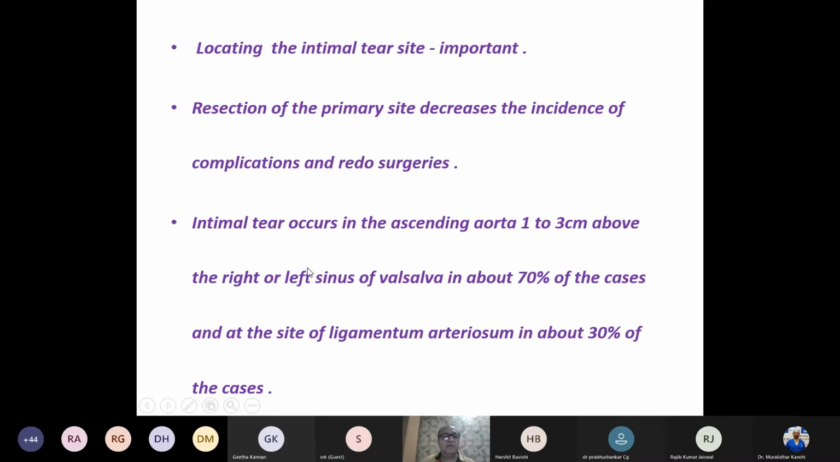Usually the intimal tear will occur in the ascending aorta, 1 to 3 centimeters above the right or the left sinus of Valsalva, in about 70% of the cases. And in about 30% of the cases it will occur at the site of the ligamentum arteriosum, that is just at the region of the isthmus, just below or above the left subclavian artery.